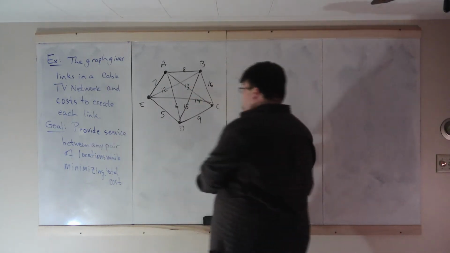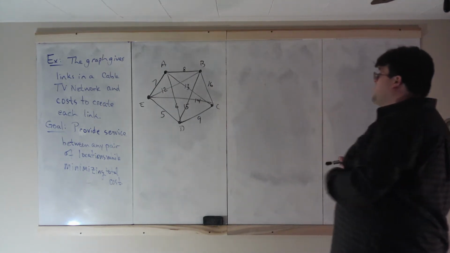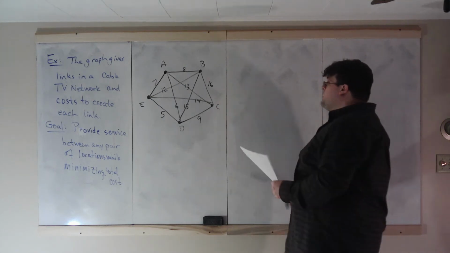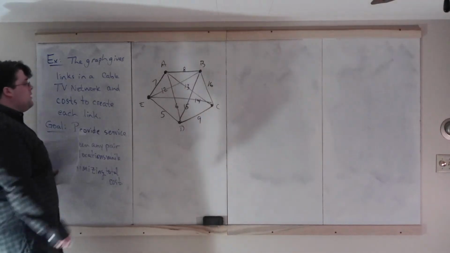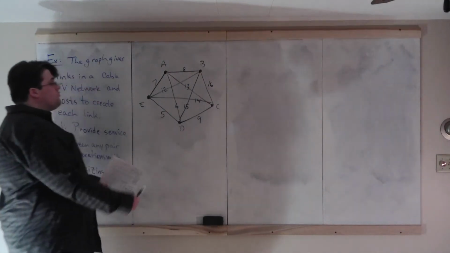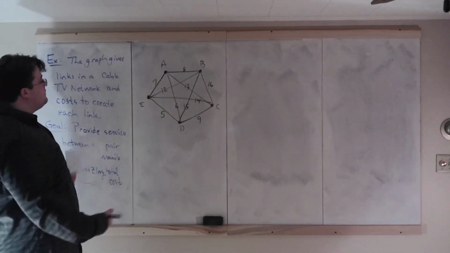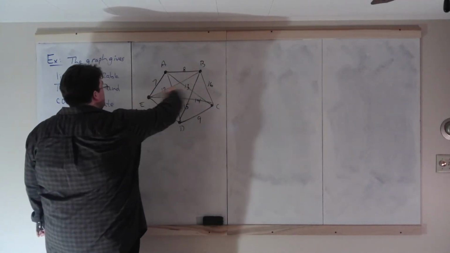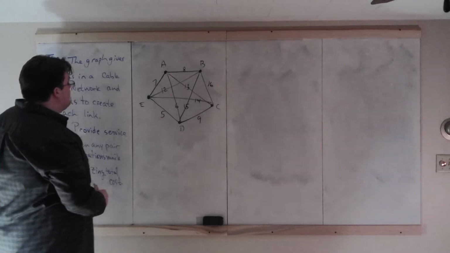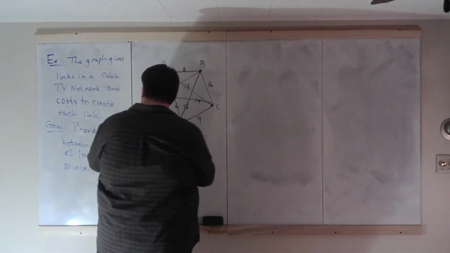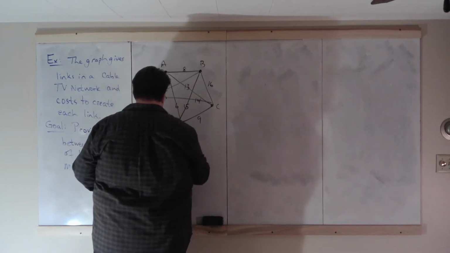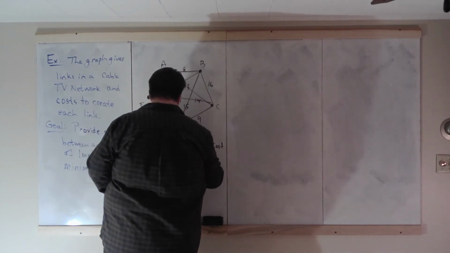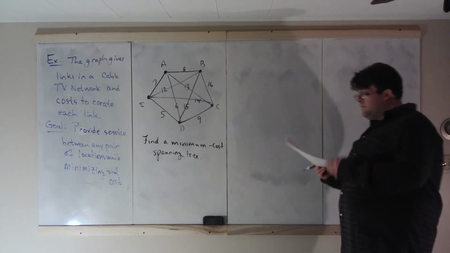So we want to provide service between any pair of locations. That doesn't necessarily mean that we need to create each link. Well, how can we do that? What we need to find here is a spanning tree, a tree which hits all of the vertices. A cycle is unnecessary for our purposes here, but if we have a tree where it's all connected in one piece that hits all of the vertices, we'll be able to create a path between any pair of vertices. So for this example, we need to find a minimum cost spanning tree. This goal could be translated into find a minimum cost spanning tree.